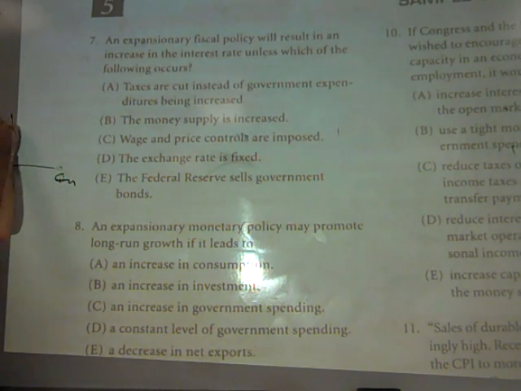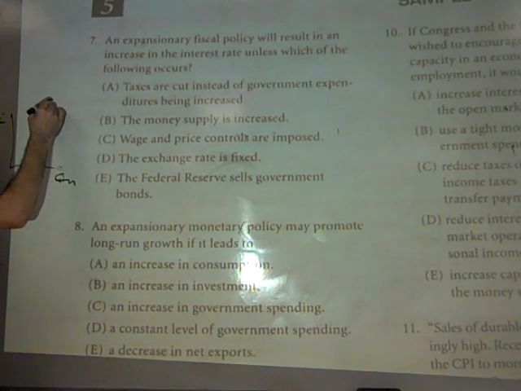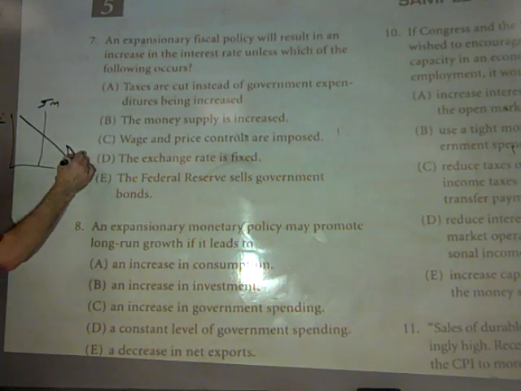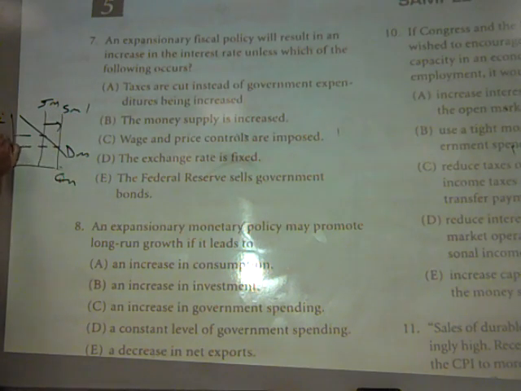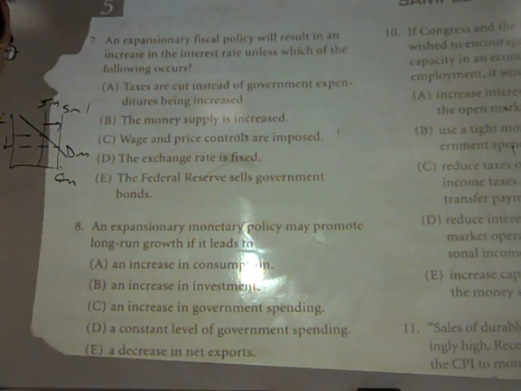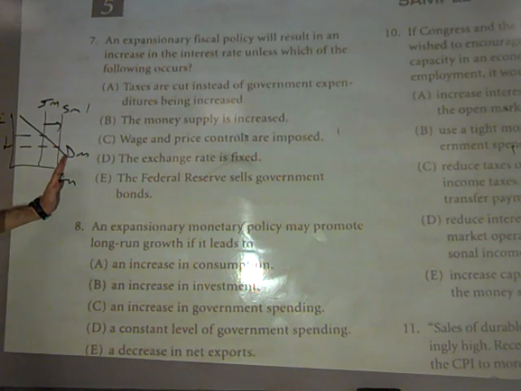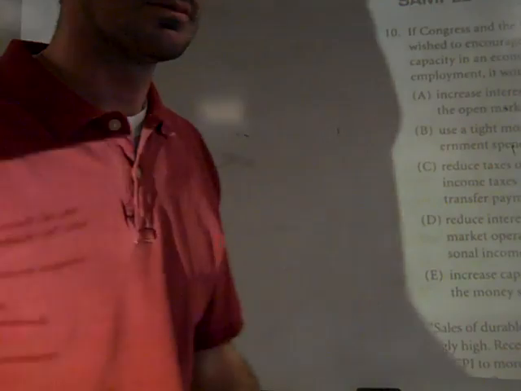Let me draw the money supply and see. I don't know. Would that keep the interest rate from going up? I guess so. The interest rate would go up, but this would bring it back down. I don't like these other answers. Selling government bonds would cause the supply of money to move to the left, and that would cause interest rates to go up even more.